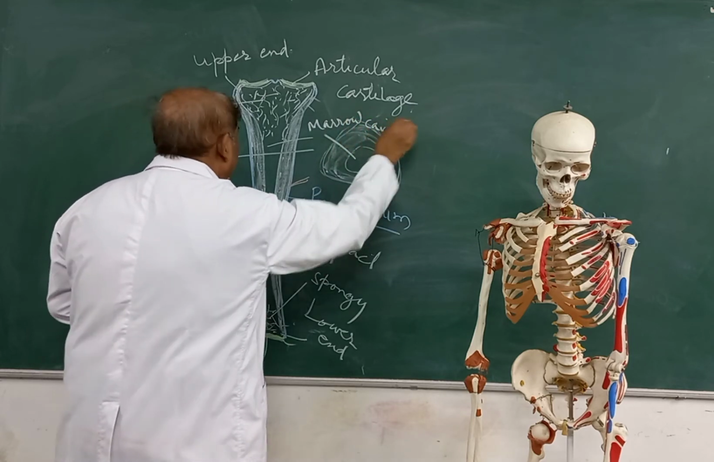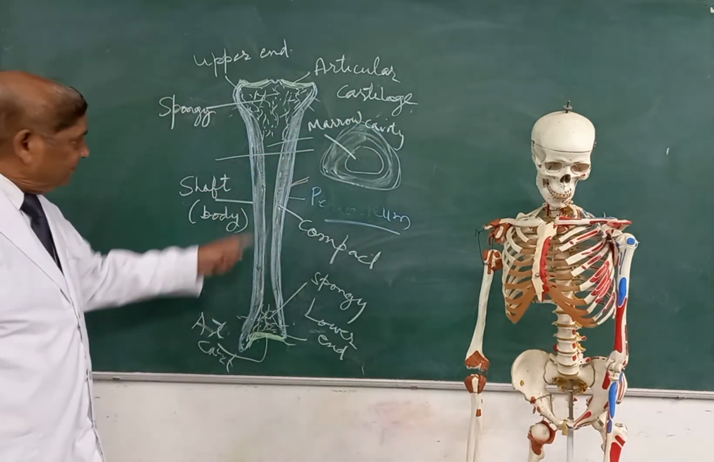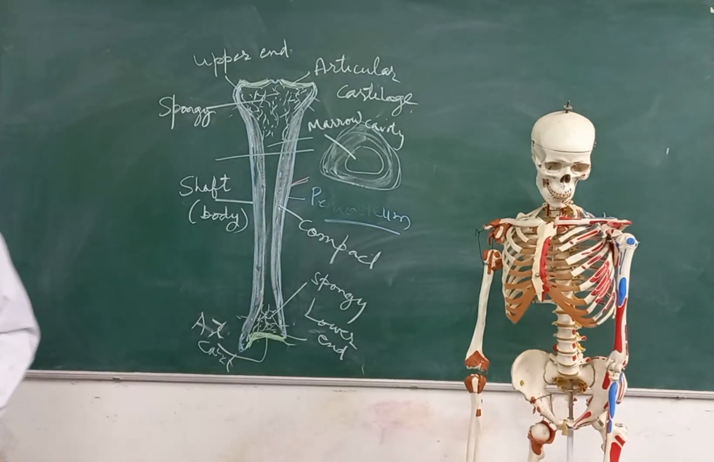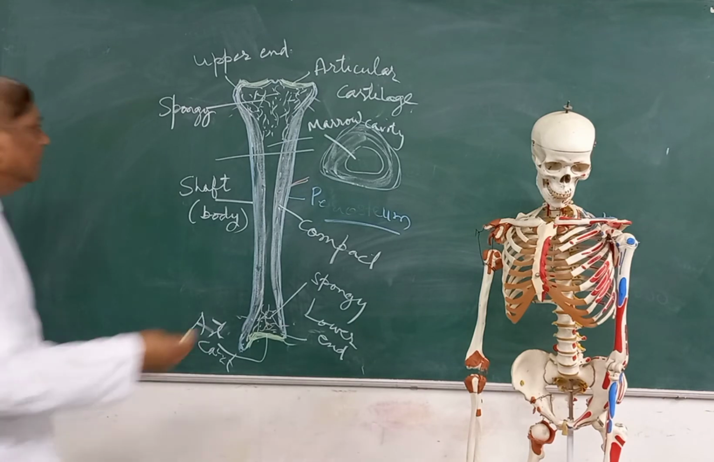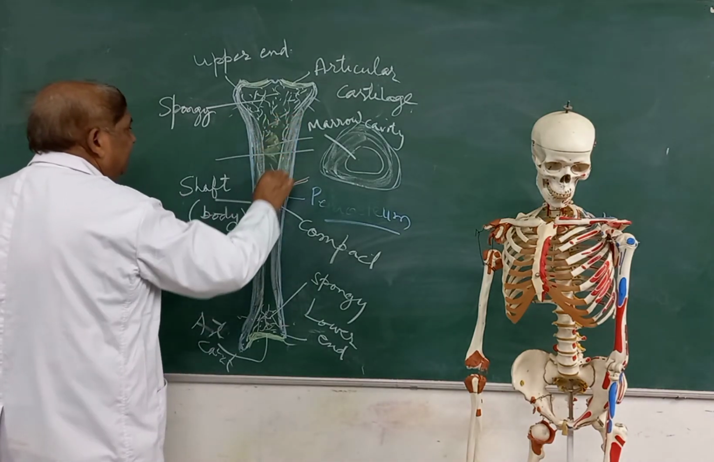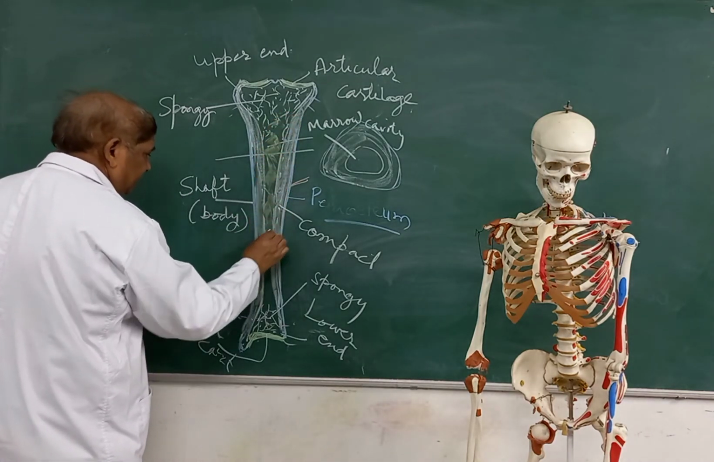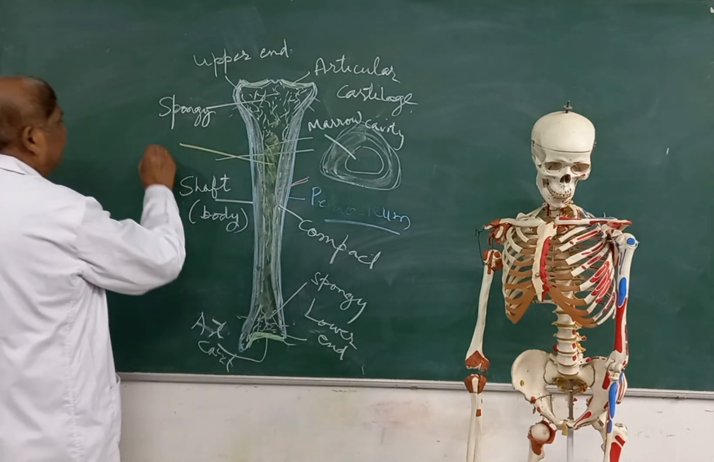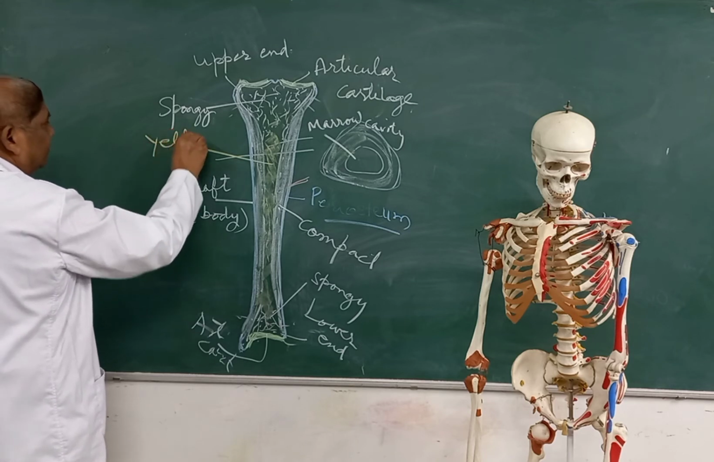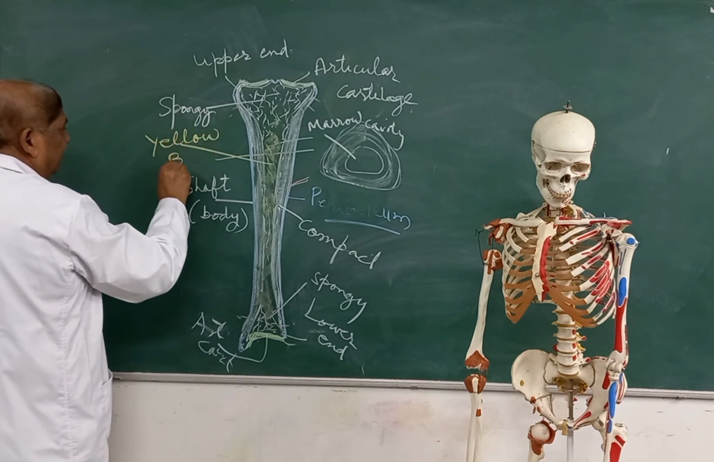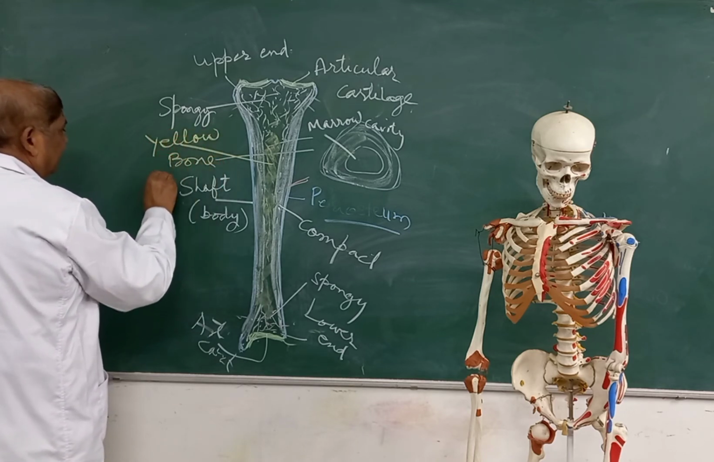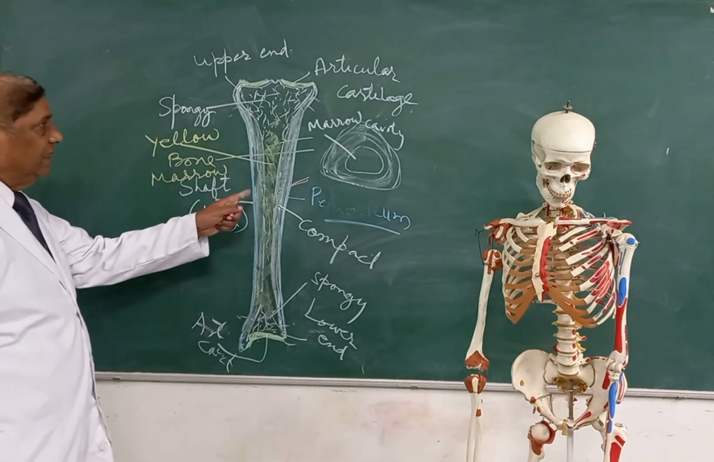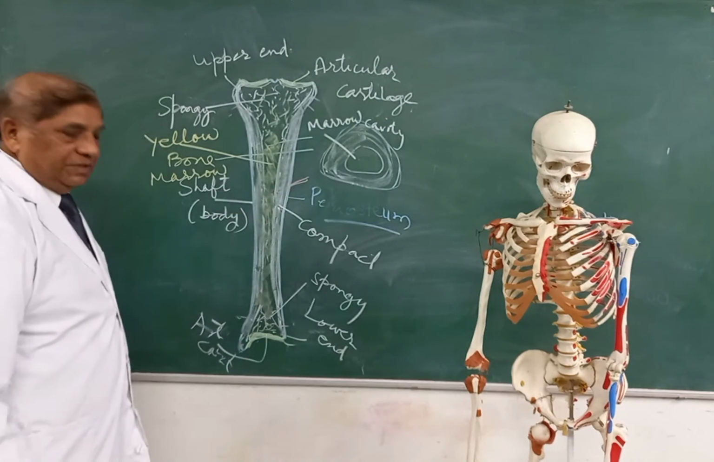This marrow cavity present in the shaft, which is a cylindrical long cavity, is filled with a yellowish fatty structure called bone marrow. So it is filled with the yellow bone marrow, and the cavity is called the marrow cavity.